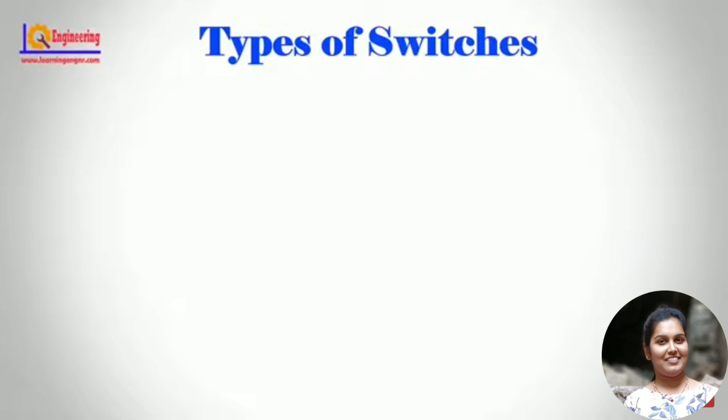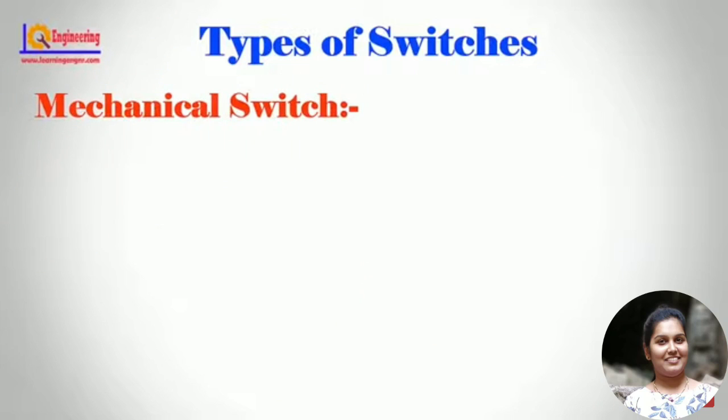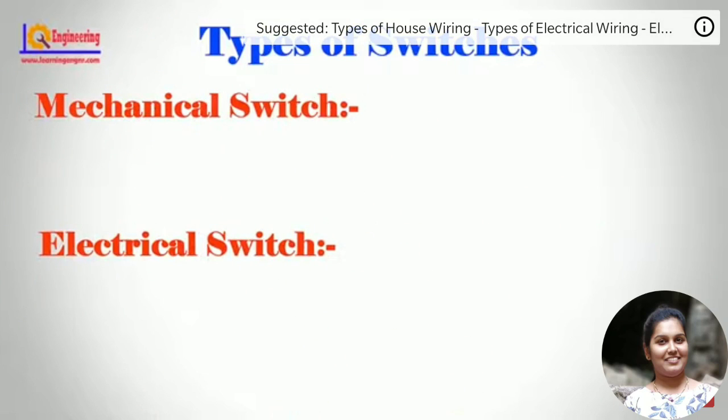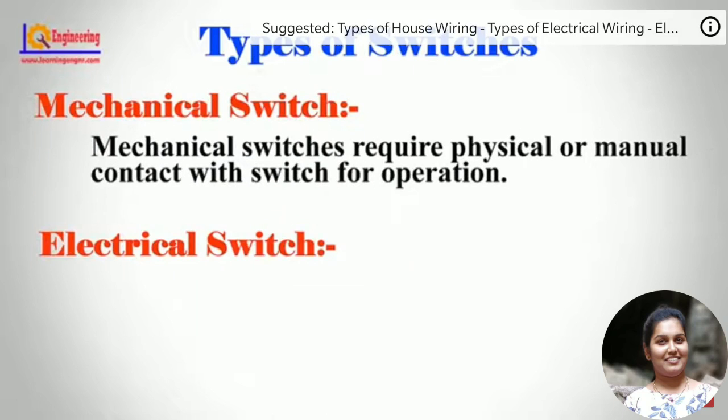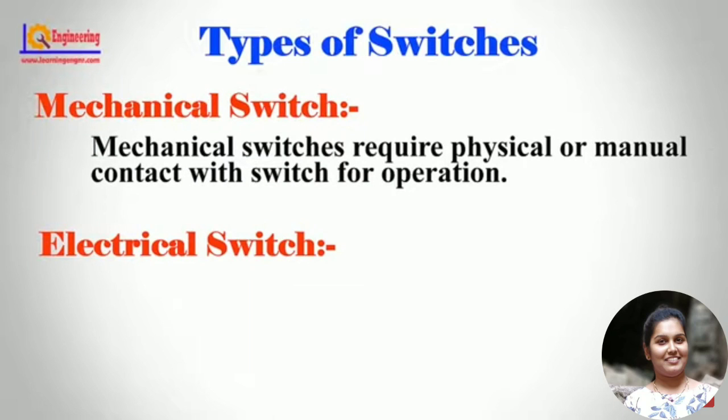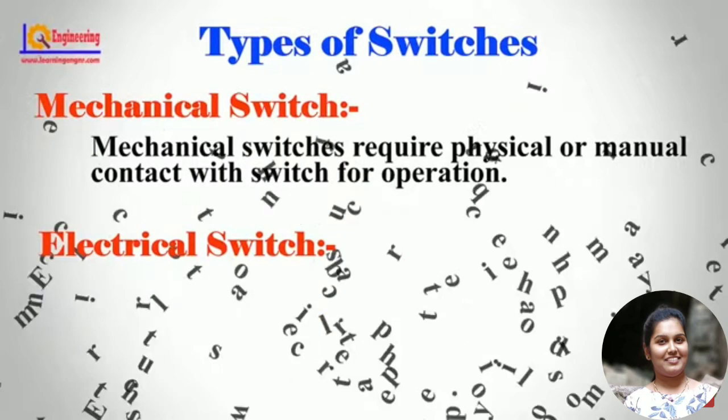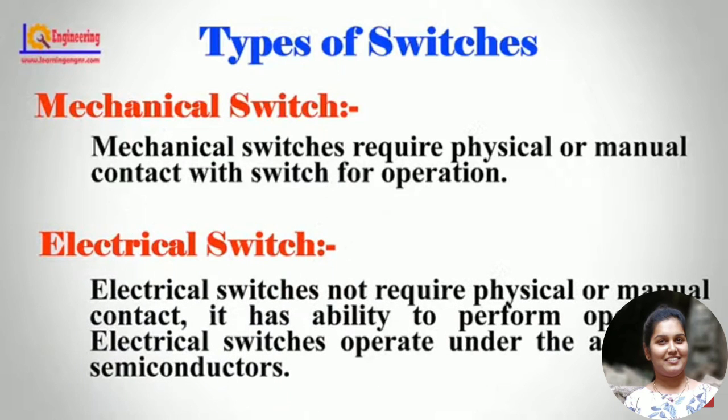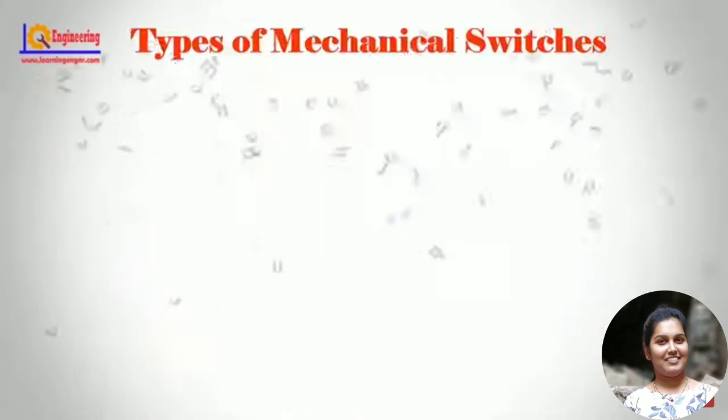There are mainly two types of switches: mechanical switch and electrical switch. Mechanical switches require physical or manual contact with the switch for operation. Electrical switches do not require physical or manual contact. They have the ability to perform operation. Electrical switches operate under the action of semiconductors.